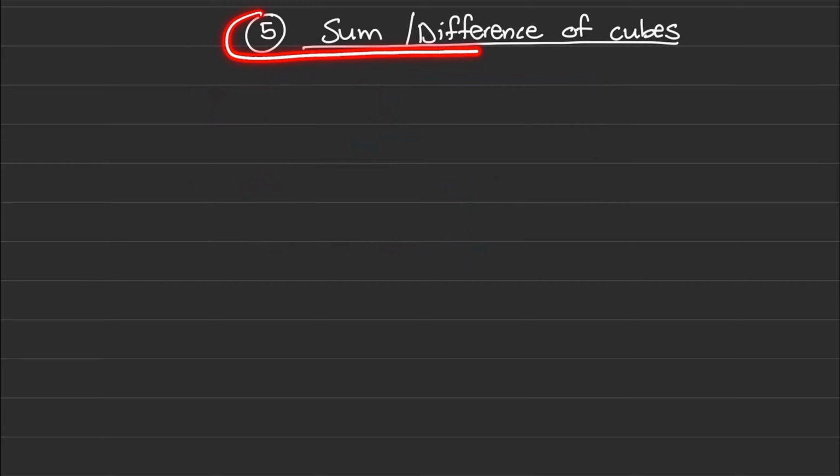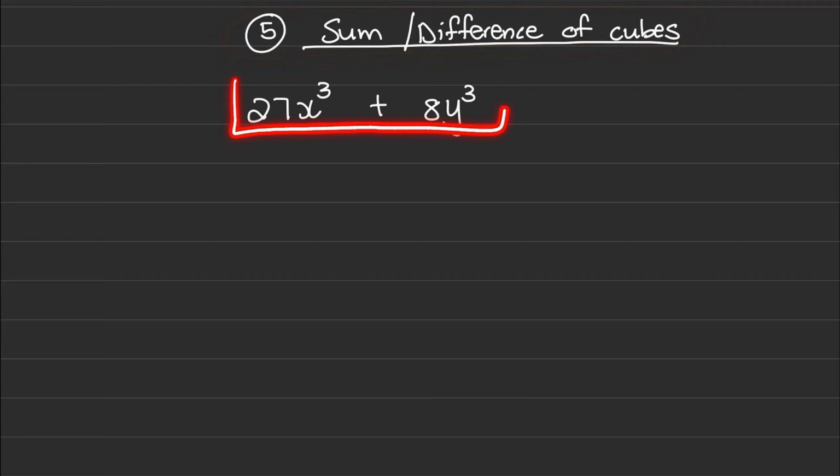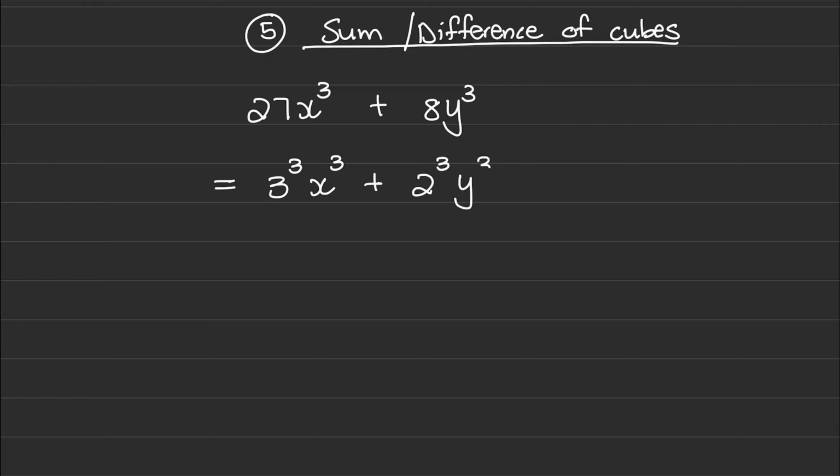And my fifth way to factorize is the sum or difference of cubes. So here I have two terms where the coefficients and the variables are cubed. So I can rewrite 27 as 3 cubed times x cubed and 8 as 2 cubed times y cubed. And when I factorize, I'll create two sets of brackets. In my first set of brackets, I simply rewrite 3x plus 2y. So I reproduce these two terms, but I ignore the exponent of 3.